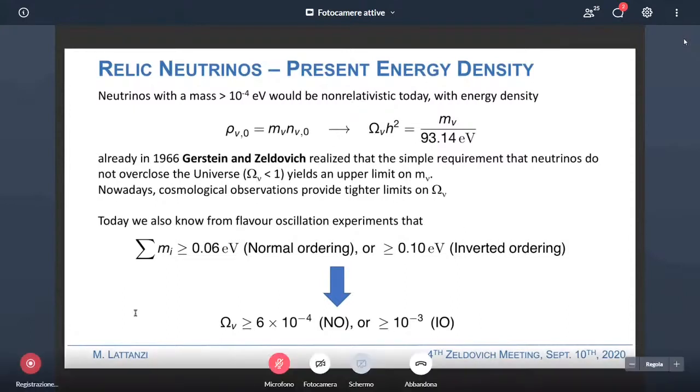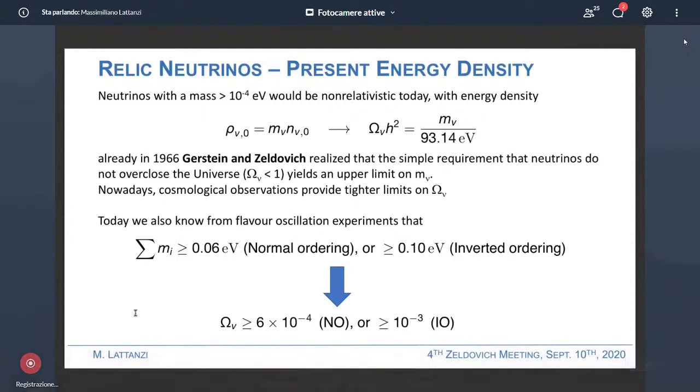And I like to say this here at this conference. I mean, I say this every time, but this is particularly fitting: this allowed Gerstein and Zeldovich already in 1966 to obtain a limit on neutrino masses, because once you require that the universe should not be overclosed by neutrinos, so that omega should be smaller than 1, or not too much larger than 1, then you get a limit on neutrino masses, which is of the order of 100 eV, which at the time was much better than laboratory limits.